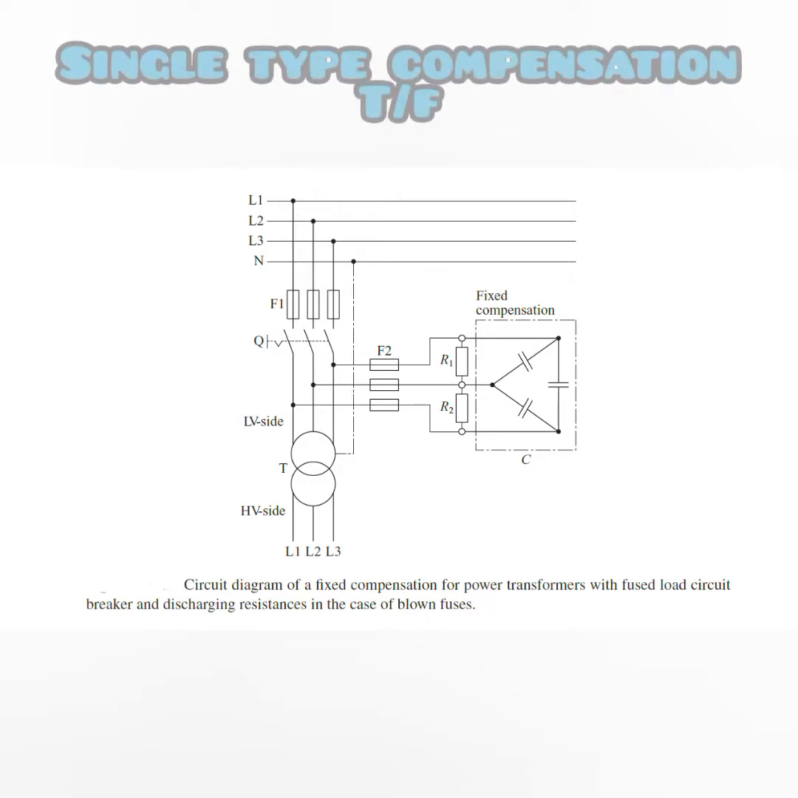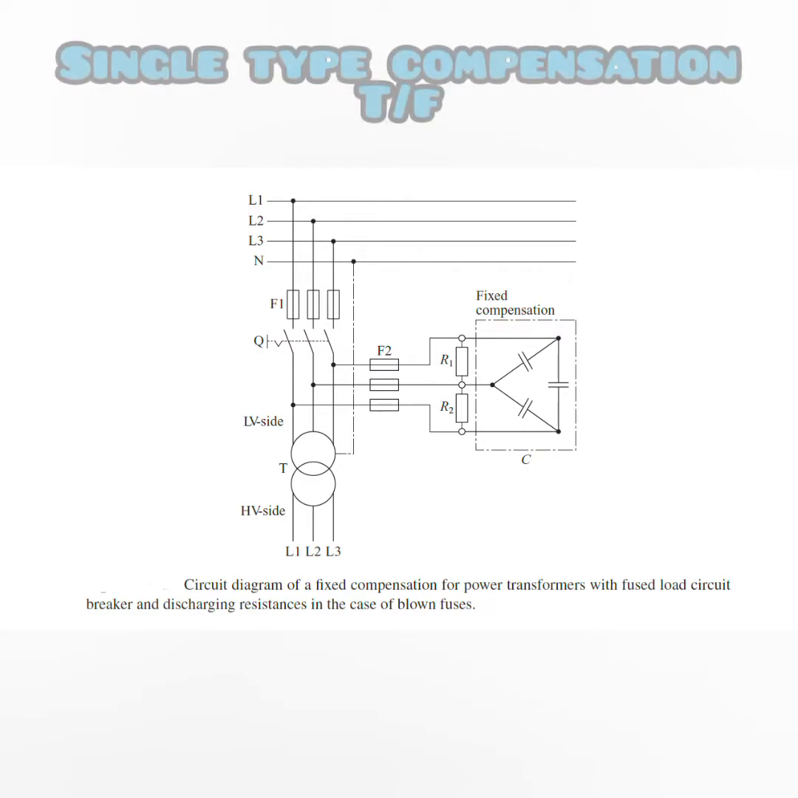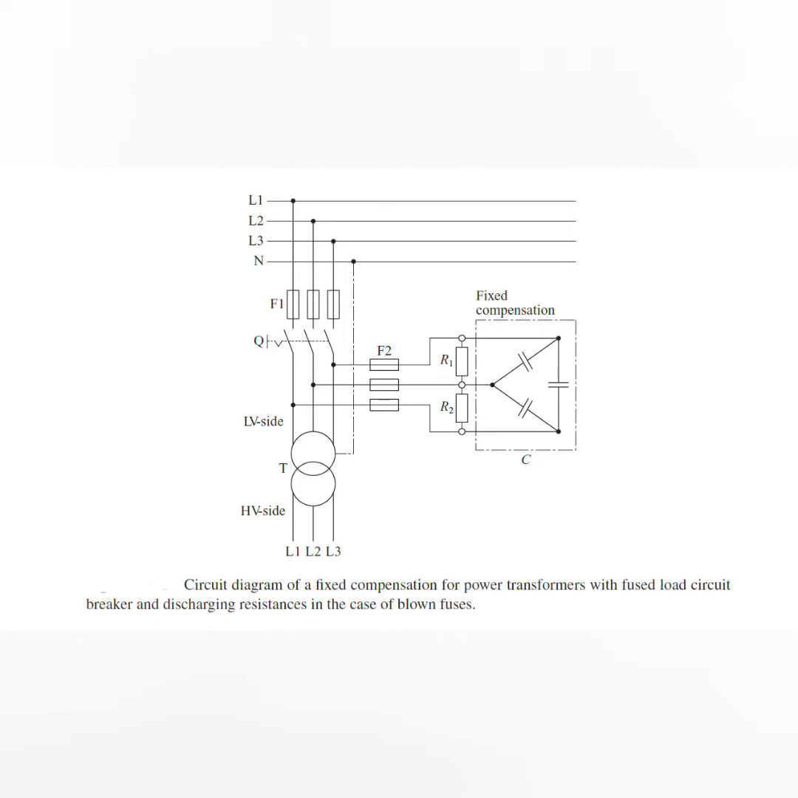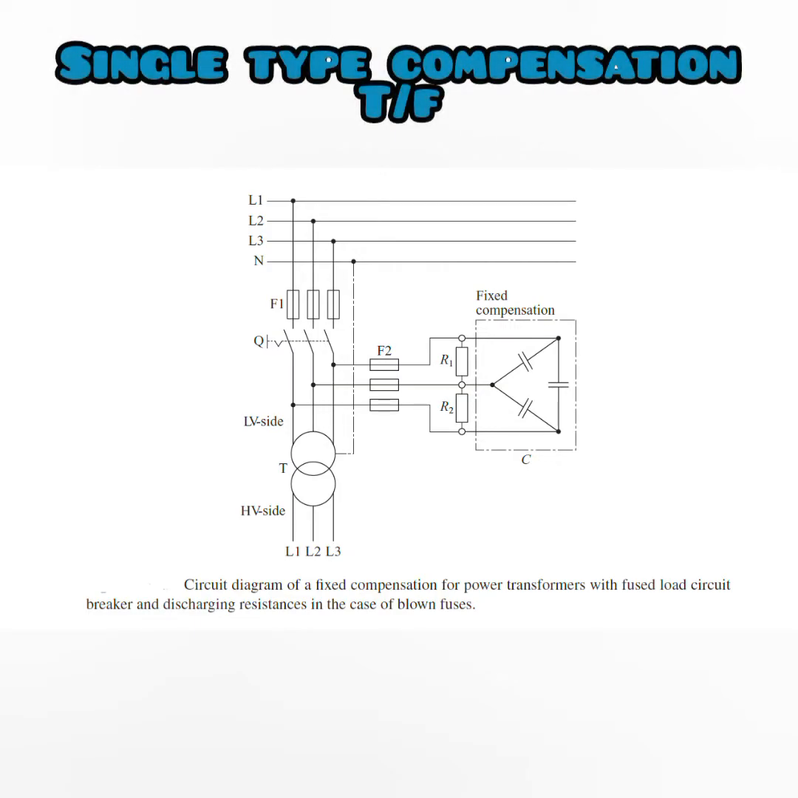So in here the Q is the breaker, F is your fuse, the LV side and the HV side are mentioned in your transformer, and the parallel connection of your capacitors has been given. With that example, we are able to find the total capacitance of your reactive power also.